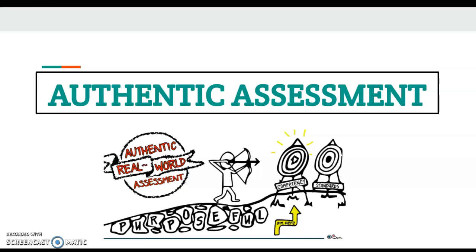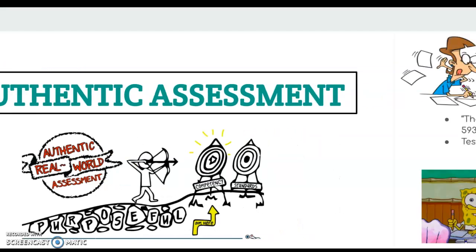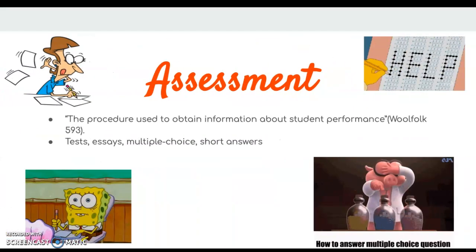Okay, so today we're going to talk about authentic assessment. It is in chapter 15 of the textbook and starts on page 602. And as always, there is a worksheet attached. So let's get started. Before we discuss what authentic assessment is, we must first look at the definition of assessment.